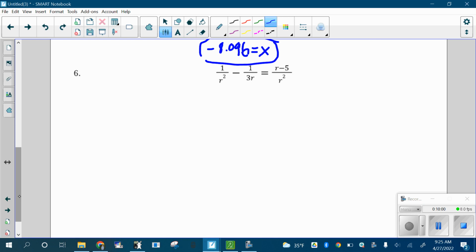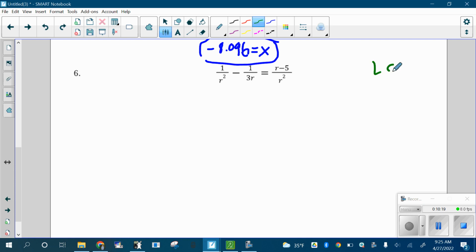Sixth equation here, I hope looks familiar. This is from our rationals unit, our last unit, okay? It's not a fraction equal to a fraction. It's not a proportion. It's a little more complicated. It's a fraction minus a fraction equals a fraction. Okay? How do you solve this?